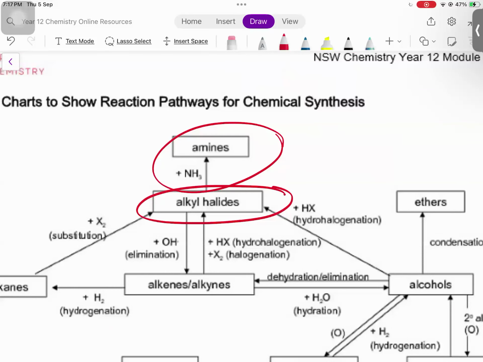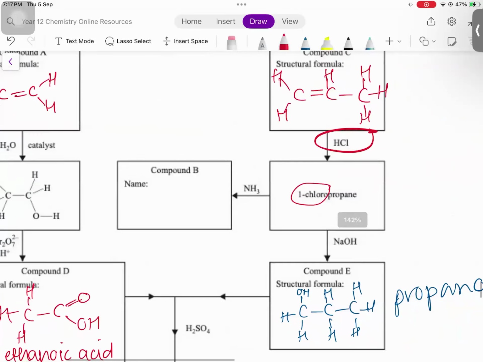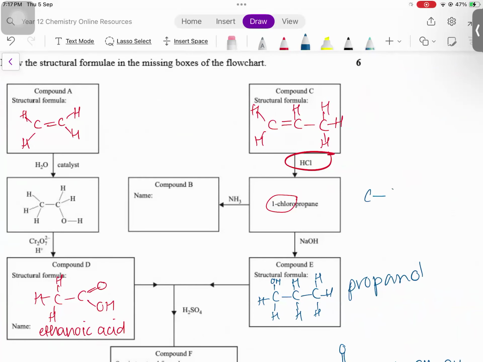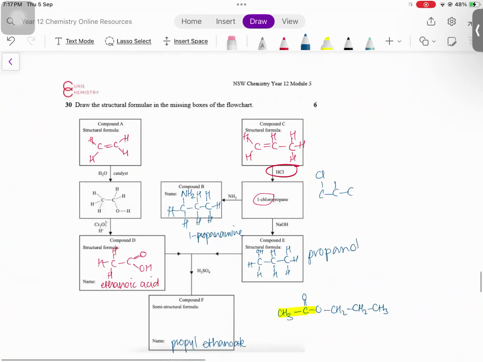So this is outside of the scope of the course, but for the sake of completing this, 1-chloropropane looks like this. Cl goes here. And then all that happens is it becomes an amine, which has an NH2 functional group. So all that happens is instead of the chlorine, you now have an NH2. So this would be 1-propanamine. Yep. Okay, good.